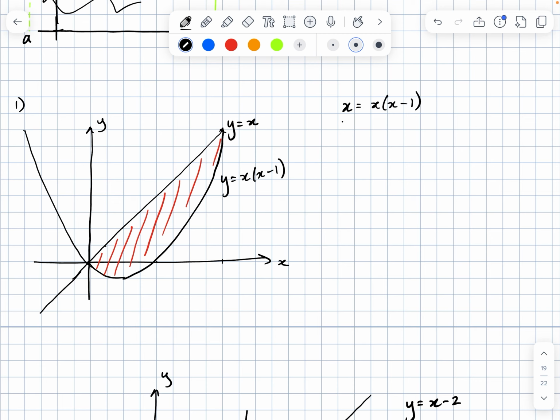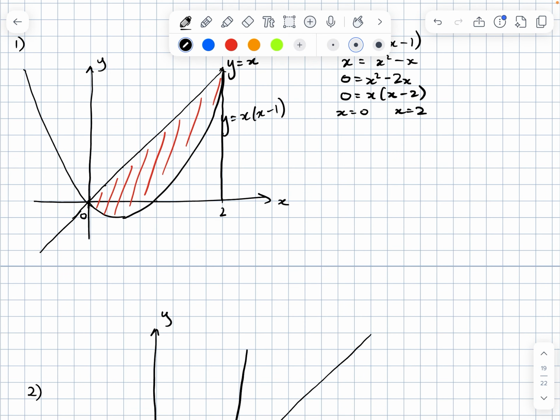We can expand the right-hand side, rearrange, and solve. That gives us x equals x squared minus x. Bring the left-hand side to the right, we get 0 equals x squared minus 2x. Factorize and solve. That gives us x equals 0 and x equals 2. So that means that this point is 0 and that point is 2.